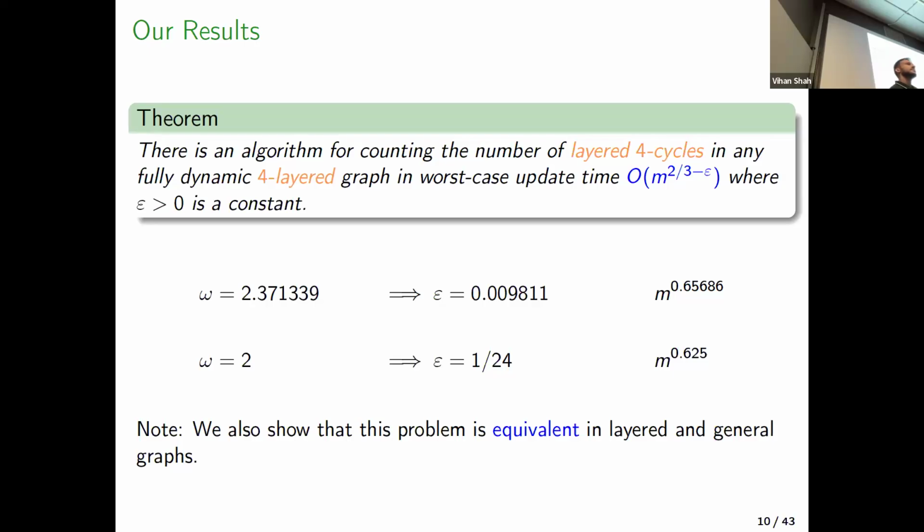Only for layered, but you said layered 4 cycle. Yeah. So even for general graphs, counting 4 cycles, you can do it faster than m to the 2/3. Good.